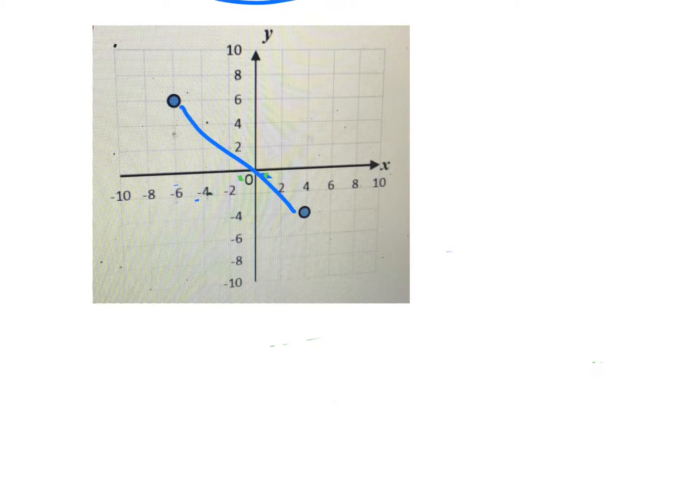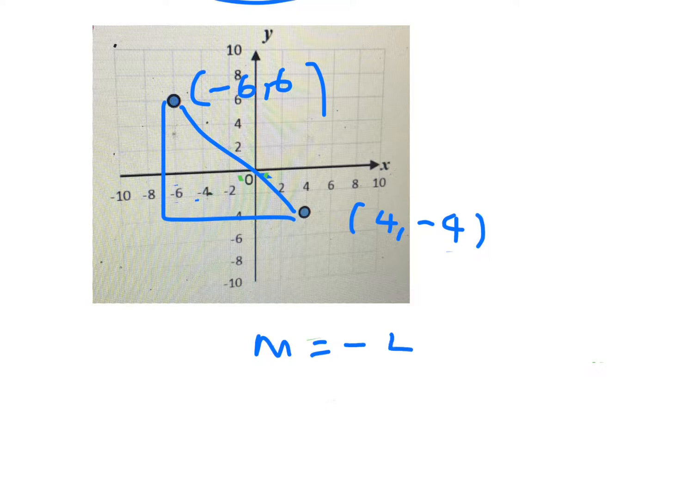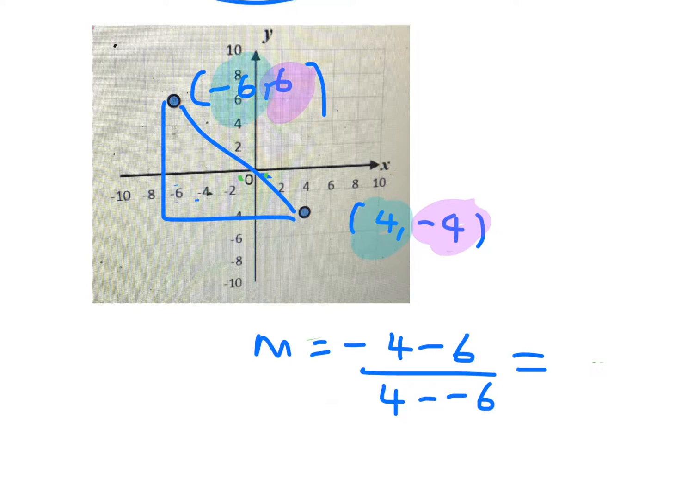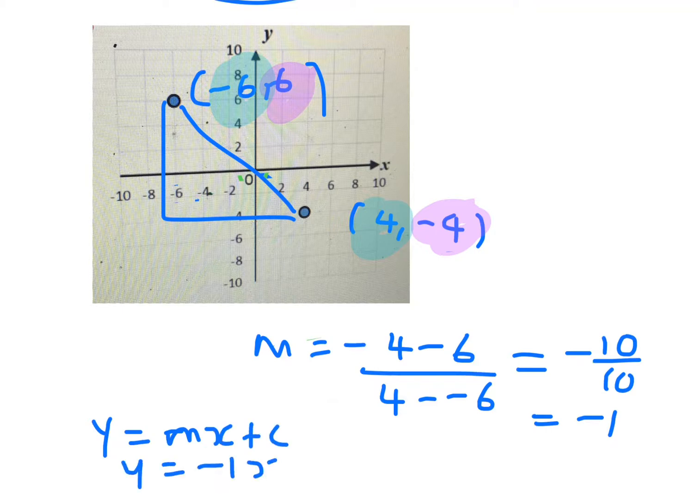So looking at this then, if we get the gradient, this is (-6, 6), and this is (4, -4). So for the gradient, you could do rise over run, but we want a more efficient method. It's -4 minus 6 over 4 minus -6, because first you subtract the y values, and then you subtract the x values. So that will be -10 on 10, which is minus 1. Now you could simply go y equals mx plus c. You could get it from the diagram, and I think that's all they really want you to be able to do here. So y equals minus x.